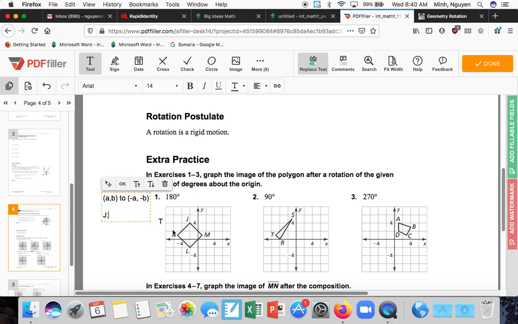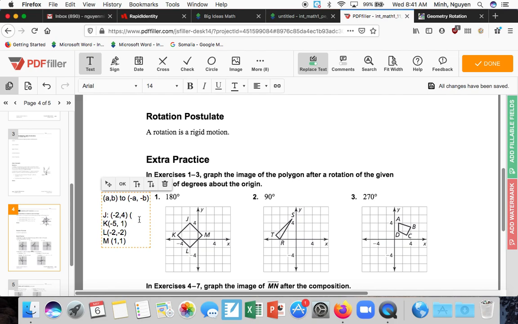So let's describe our points first. So look at the scale, 2, 4, 6. So the scale is by 2s. So J is at (negative 2, 4). K is at (negative 5, 1). L is at (negative 2, negative 2). And M is at (1, 1), it looks like. So right now these are my originals. These are my A's and B's.